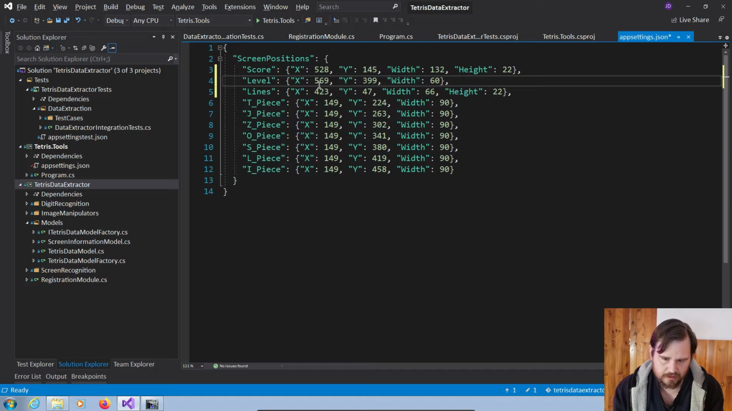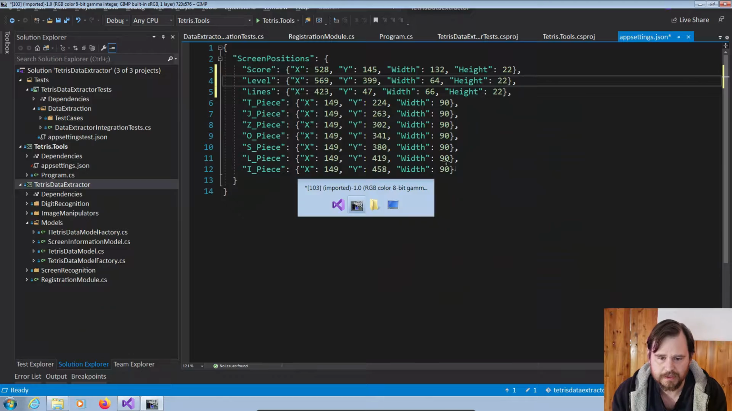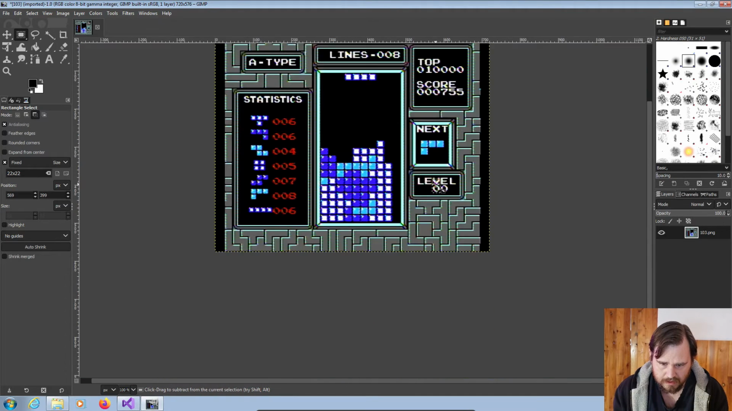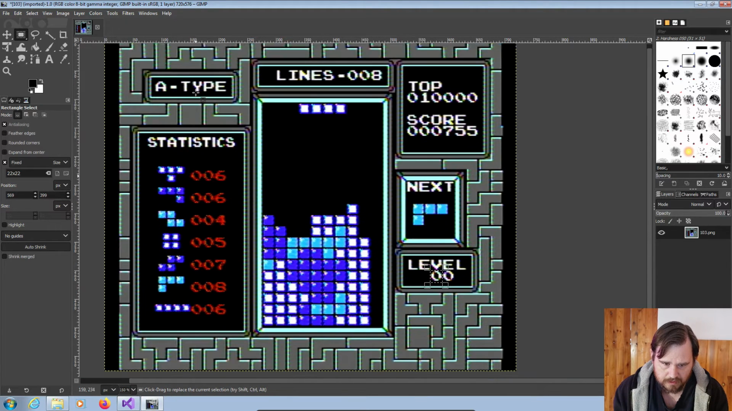And the width is 2 characters. The height is again 22. Okay, so now we got all the piece counts. And hopefully we only need to do this.